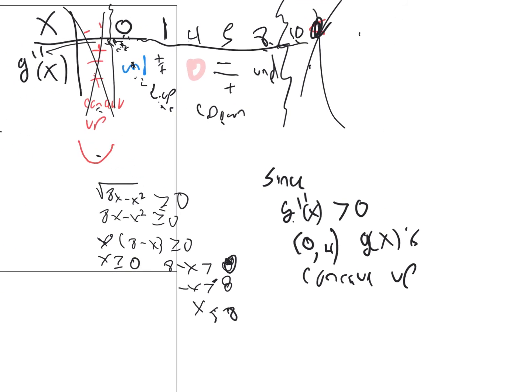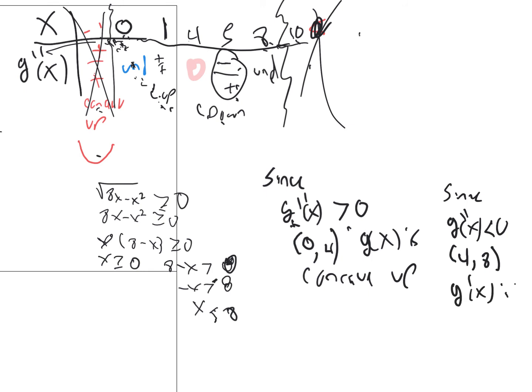Why? Since the second derivative was greater than 0. Since G double prime of X was less than 0, where was it less than 0? It was right here, because negative over a positive is less than 0 from 4 to 8. I'm going to say G of X is concave down.